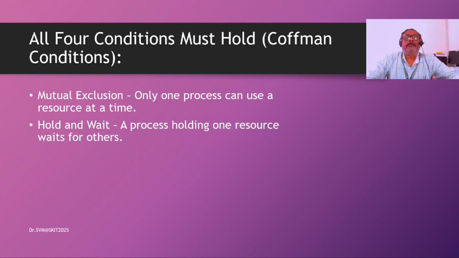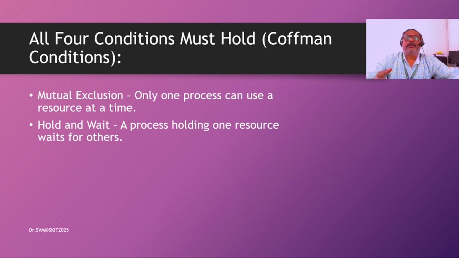Second thing is, if hold and wait is allowed, that means we have seen in the previous example, the process P0 holds S waiting for Q, and process P1 holds Q and is waiting for S.